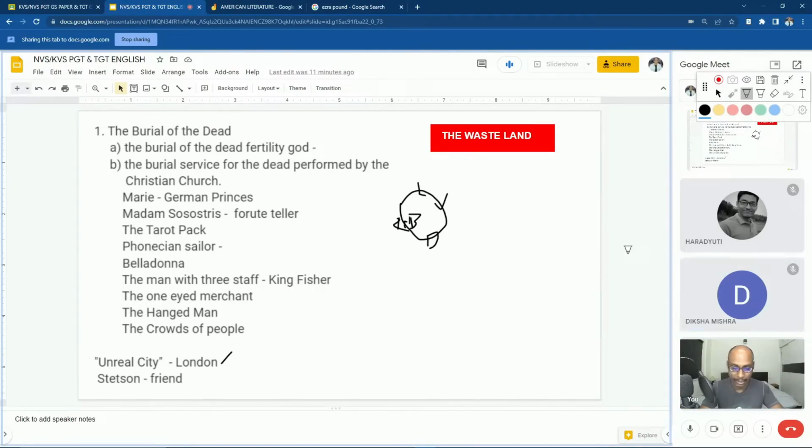No, sir. Right. So an important character in this part is Madame Sosostris, though they will not ask you such questions; in general I am speaking for your information. Marie is a German princess. She has physical intimacy with her own cousin, which is not considered any kind of sin for her. There is no guilt in her mind, but it is considered a sin according to T.S. Eliot. And there are many such women who are not bothered about doing such actions.